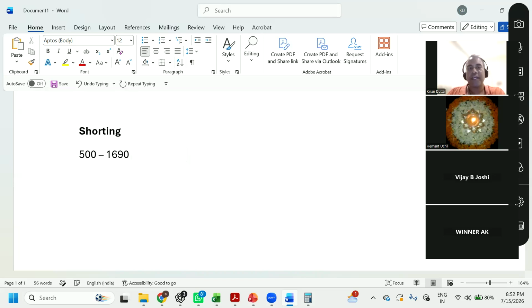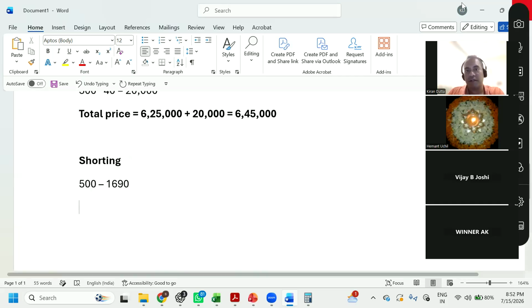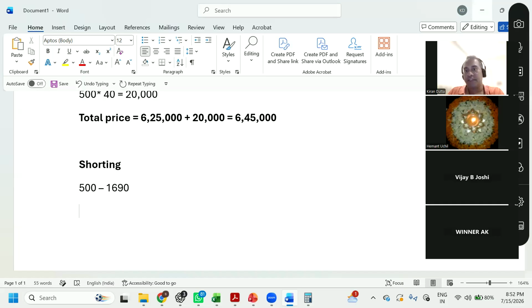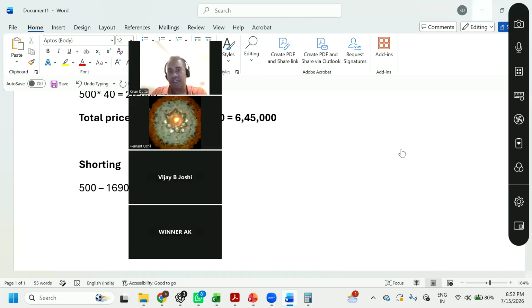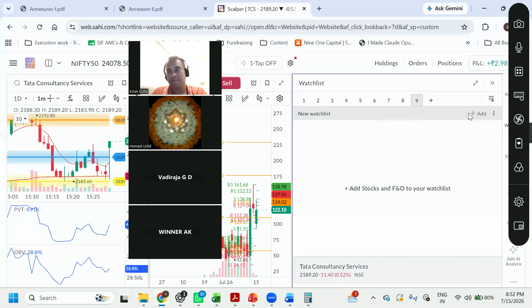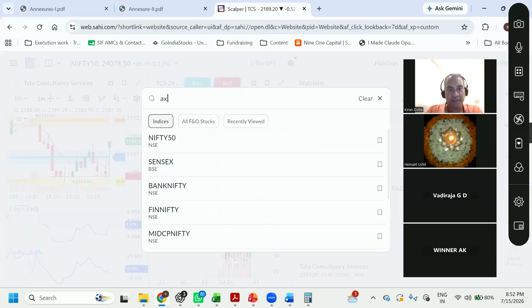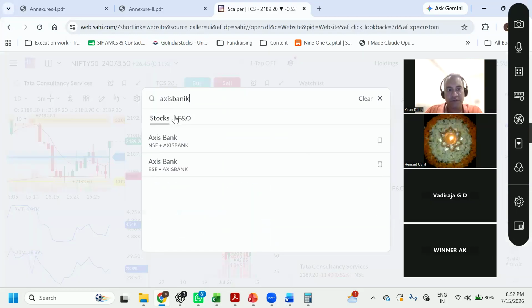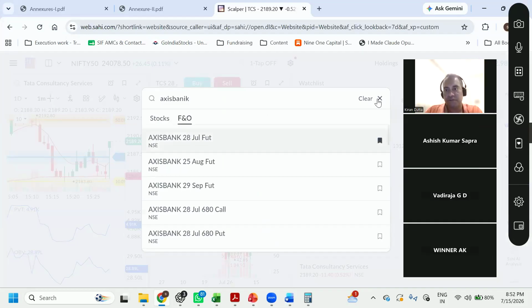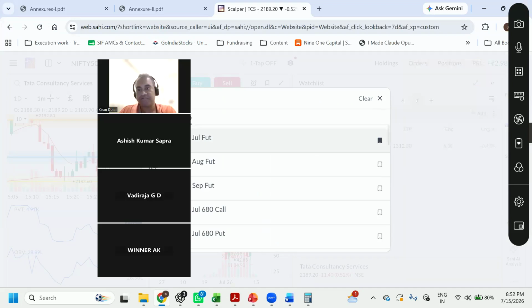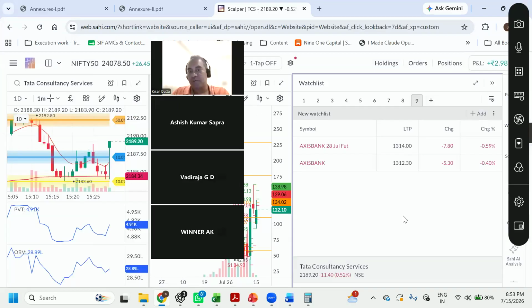Let's understand the two scenarios that can happen here. Rather than Reliance, throw me another name, guys. Anyone? Axis Bank. Nice. We will do this with Axis Bank, and we will do the futures. If you see, the spot price of Axis Bank is 1312, and the future price is 1314.